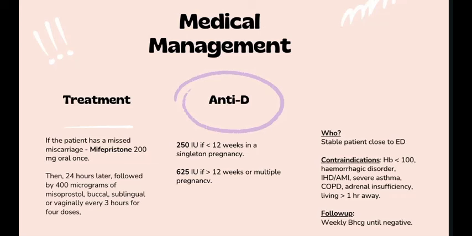So what kind of patients are appropriate for medical management? Well, we've already talked about the fact they need to be stable. Other contraindications include having a low hemoglobin, less than 100, if they have some bleeding disorder, if they have heart disease, severe asthma, COPD, adrenal insufficiency, or as I said, they live an hour away or more from a hospital. And the follow-up for a patient like this is weekly beta HCGs until they are negative.